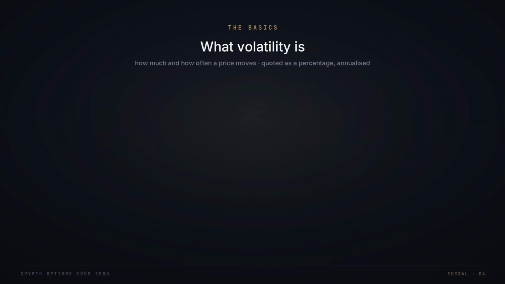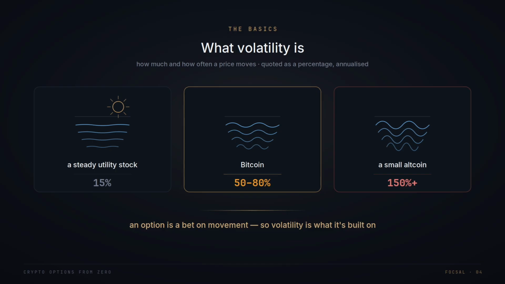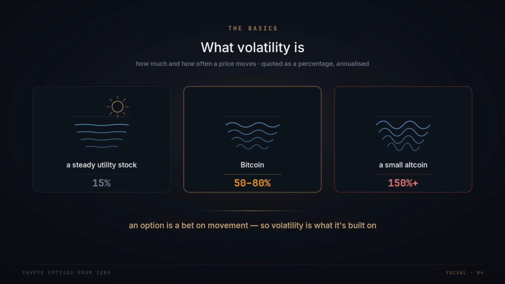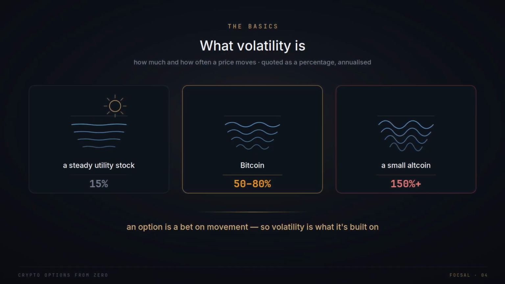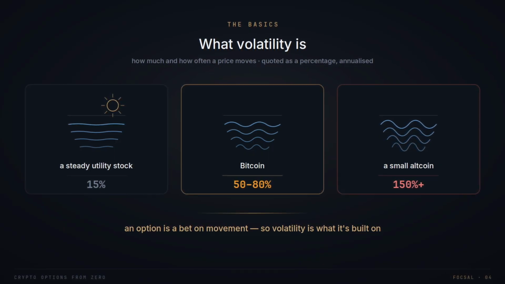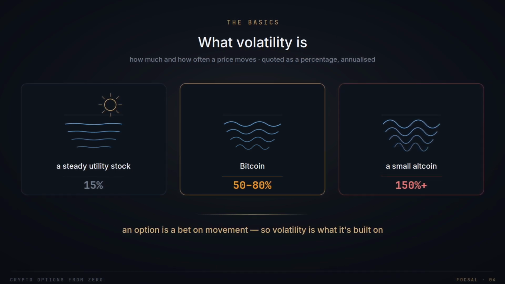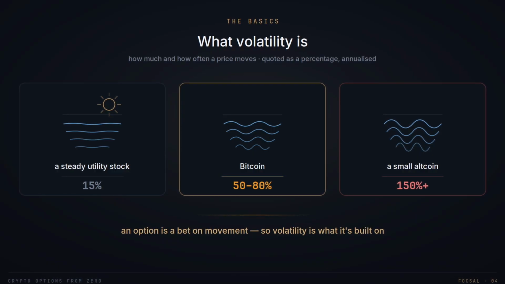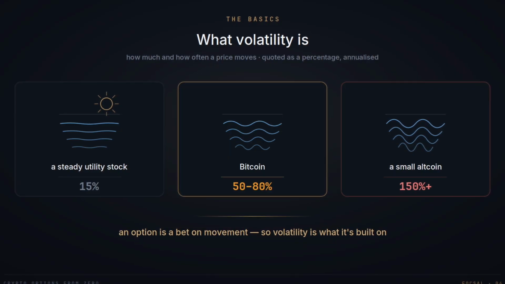What is volatility actually? Volatility measures how much and how often the price of something moves. It's quoted as a percentage on an annual scale. 3 examples so you get a feel for the range. A steady utility stock, around 15% a year. The price walks, it doesn't run. Bitcoin, typically 50 to 80%. A single day on BTC can deliver as much movement as 6 months on that utility stock. A small altcoin in a bull run, 150% and up. Anything can happen there.